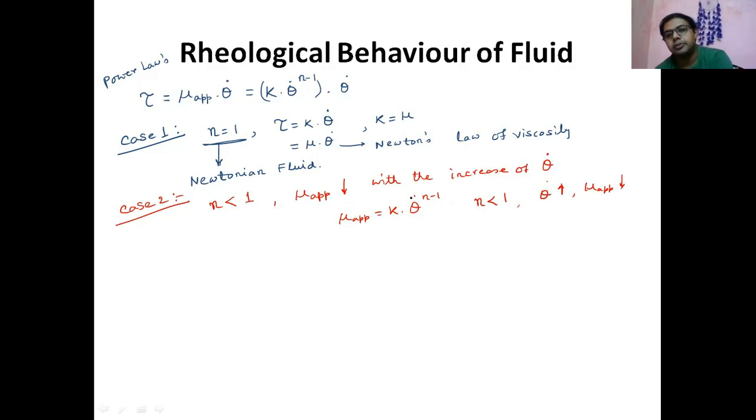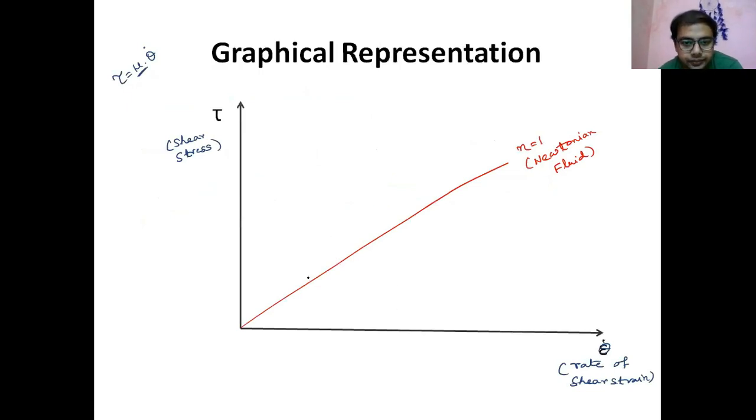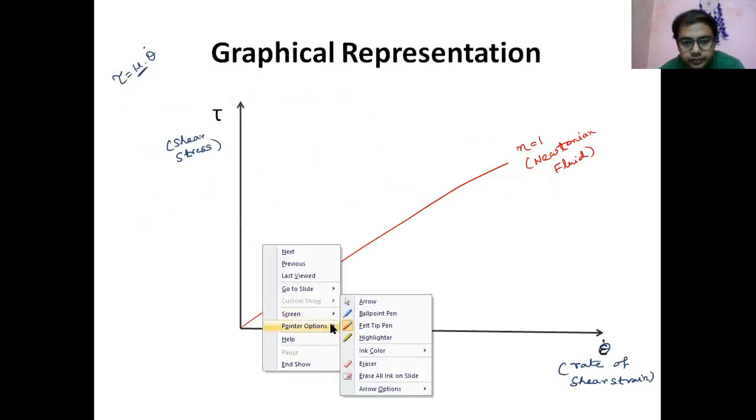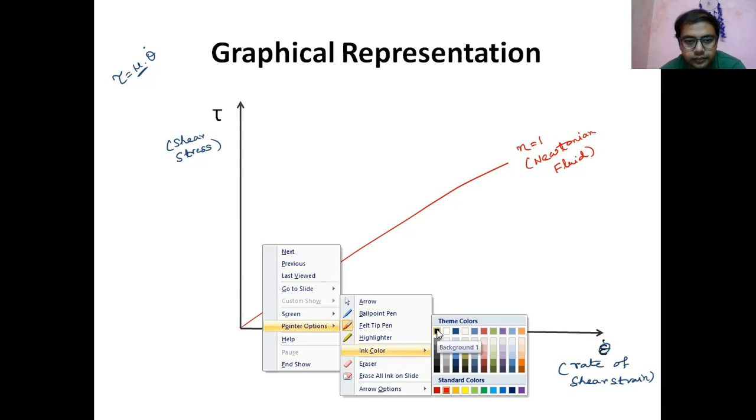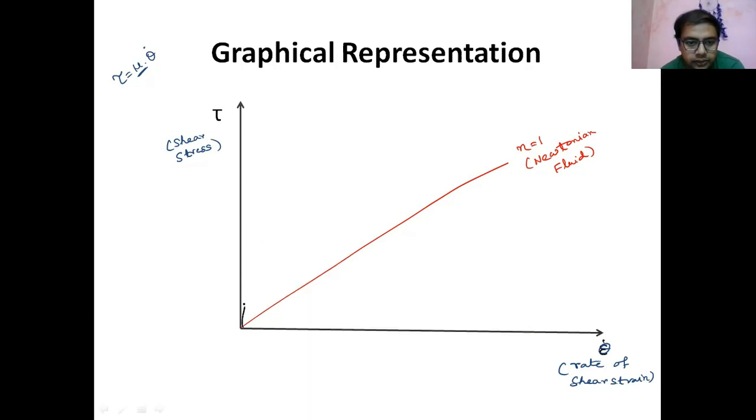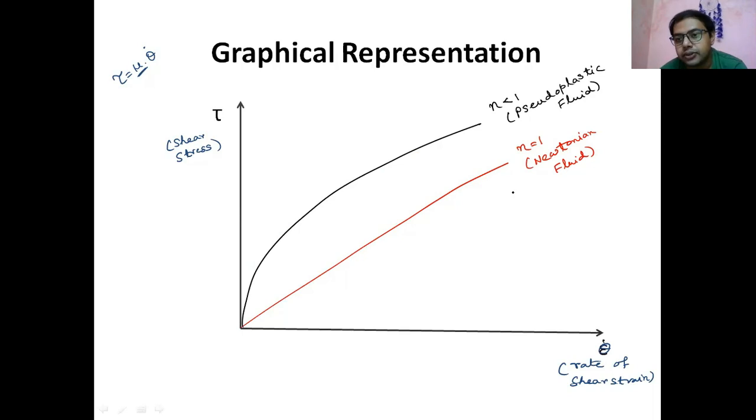If you put the plot here, you plot it in this way. So this is the plot for n less than 1. This kind of fluid is named the pseudoplastic, where apparent viscosity is decreasing with the increase of the rate of shear strain.